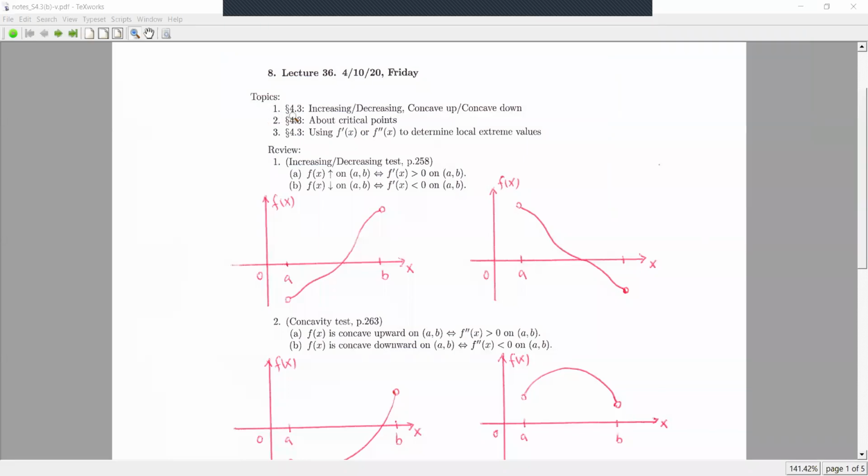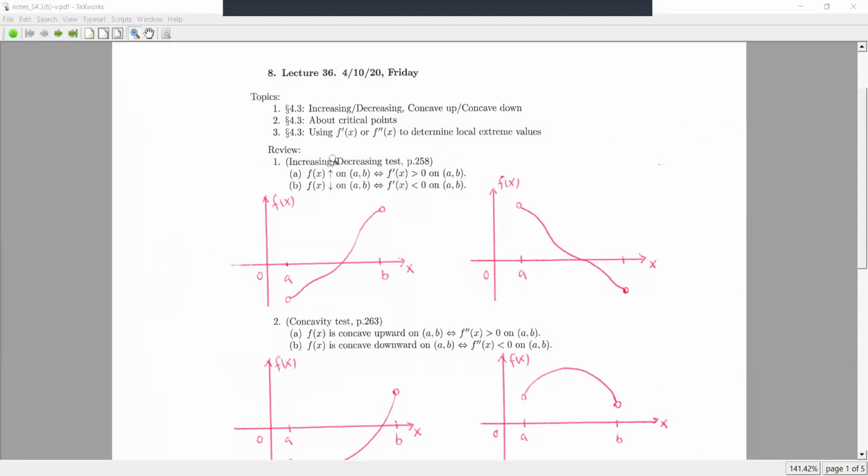Today, still section 4.3. We have 3 topics today. Topic 1, increasing, decreasing, concave up, concave down. We studied this topic in the last class, but today I want to show you one more example about this topic. Topic 2, more about critical points. Topic 3, using derivatives to determine local maximum values and local minimum values.